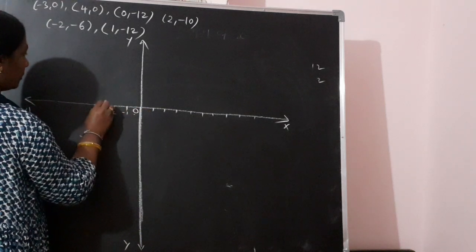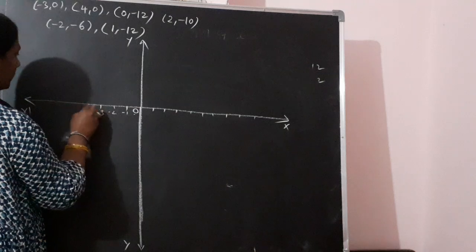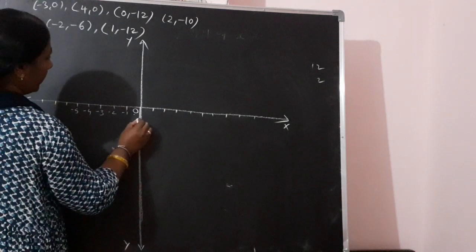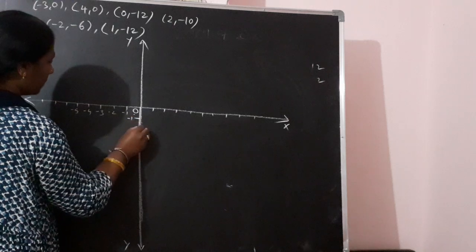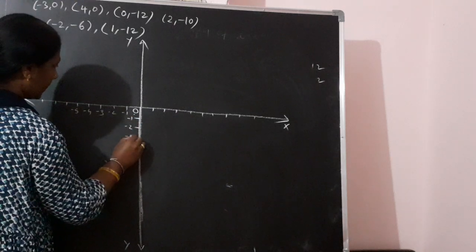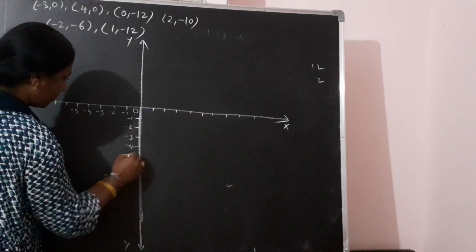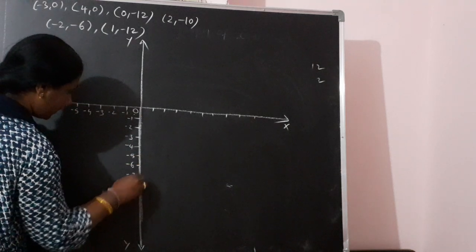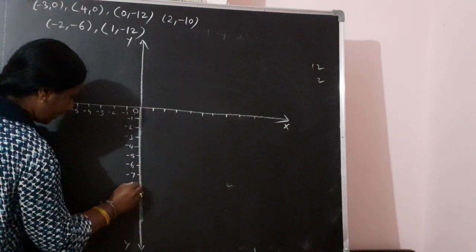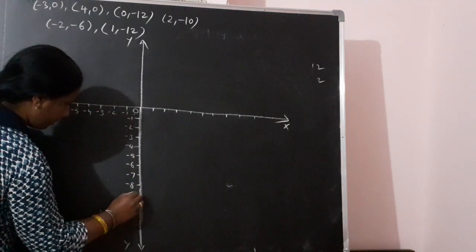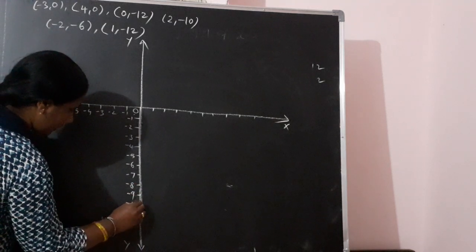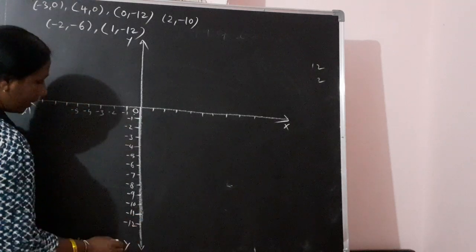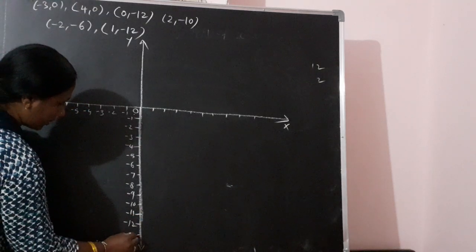-1, -2, -3, -4, -5. So like this, keep, no need. Right here -1, -2, -3, -4, -5, -6, -7, -8, -9, -10, -11, -12. Okay, if you take extra places there, take one extra, no problem.